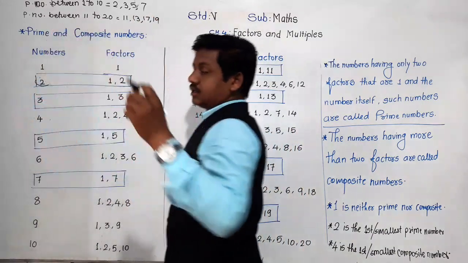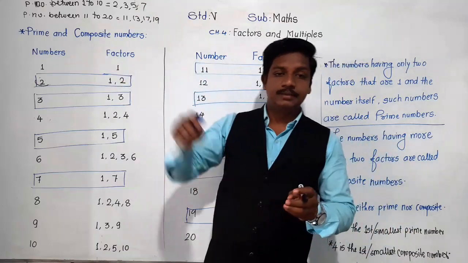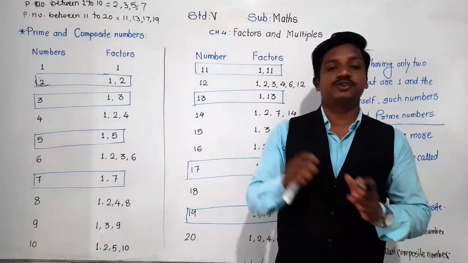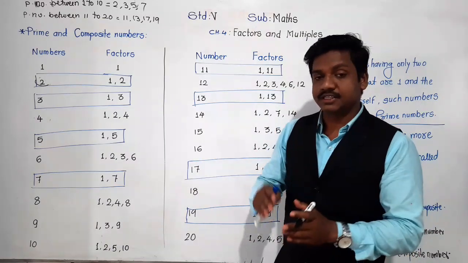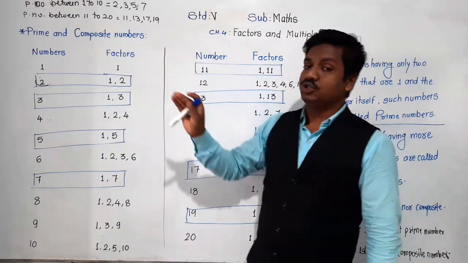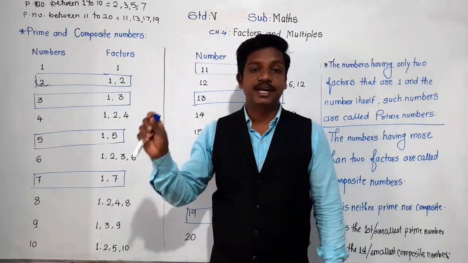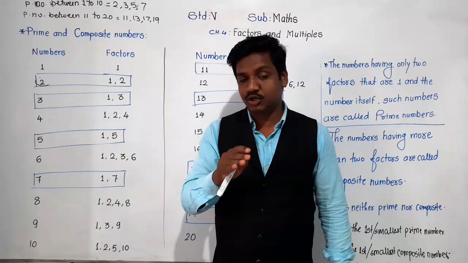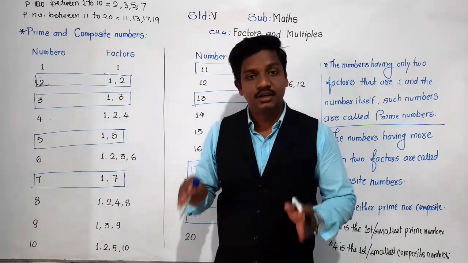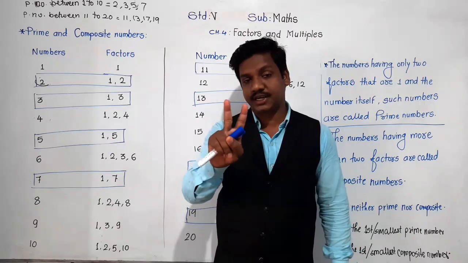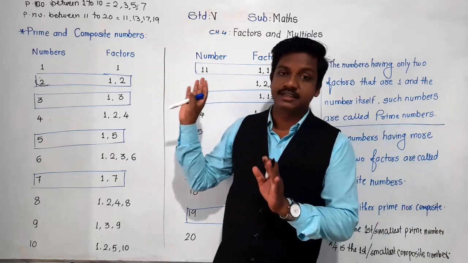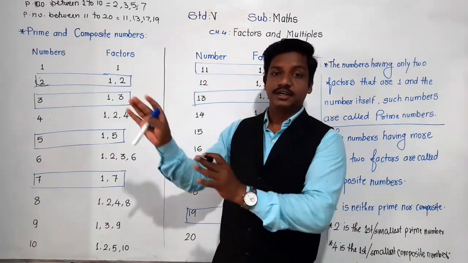Likewise, you have to find prime numbers between 21 to 30, 31 to 40, 41 to 50, 51 to 60, likewise till 91 to 100. Okay, so you will get a total of 25 prime numbers between 1 to 100, which have only two factors. So if you know the tables till 20, you can easily find the prime numbers between 1 to 100.